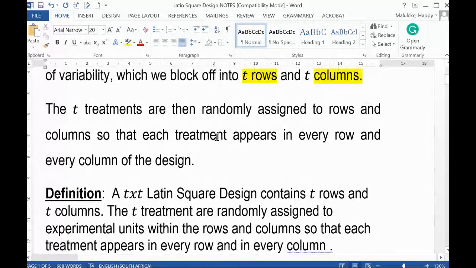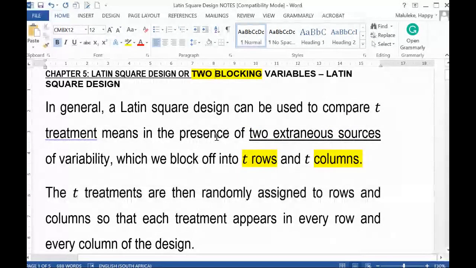So now already you indicated that the layout that I showed you doesn't qualify to be a Latin square design problem because some of the conditions are violated. The treatments are not randomly assigned to rows and columns in such a way that they appear once and only once in each row and each column. So you have an issue with that layout.